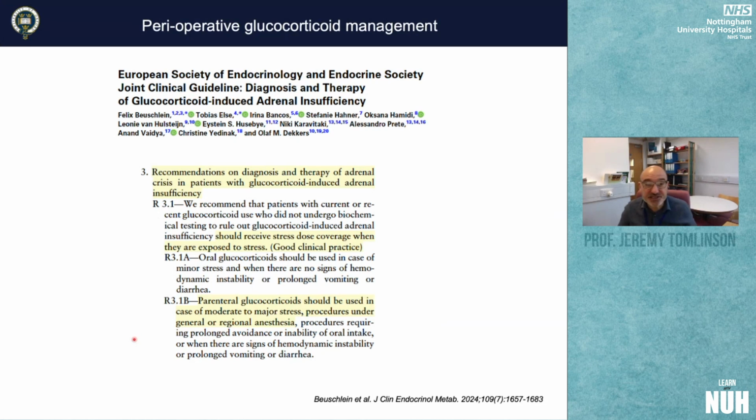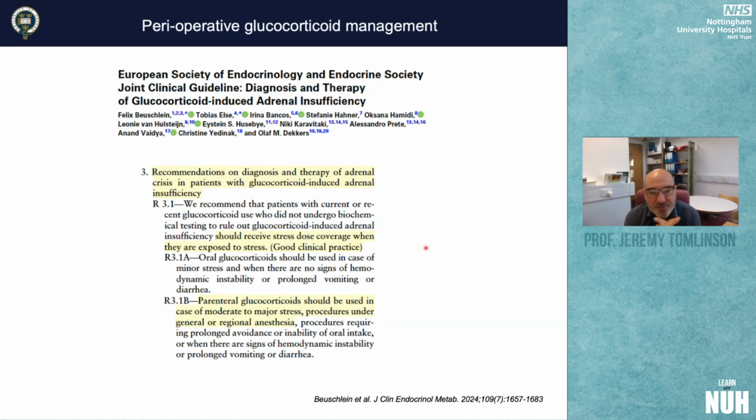Much more recently, in fact just this year, the European Society of Endocrinology has published a guideline on the diagnosis and the treatment of glucocorticoid-induced adrenal insufficiency. Again, I wasn't involved in drafting these guidelines, but I think they're quite helpful. And again, you'll see if you dig into those guidelines how little evidence they are based upon, and you can see that they're based on good clinical practice but no real evidence.